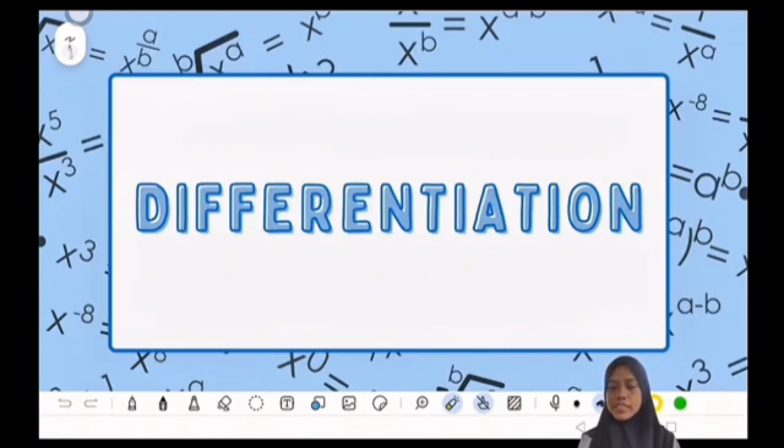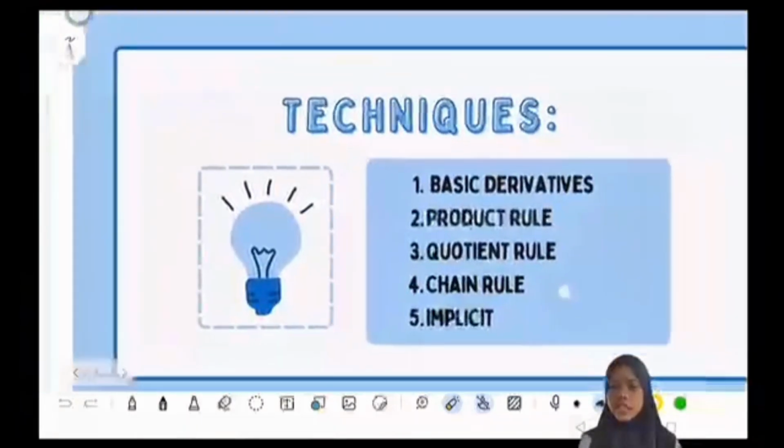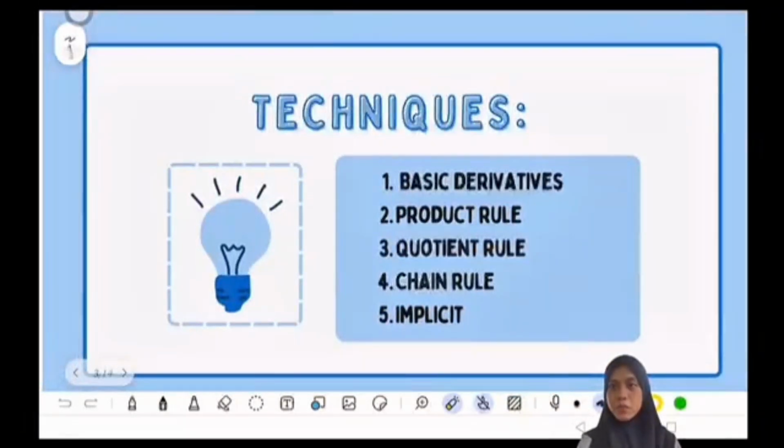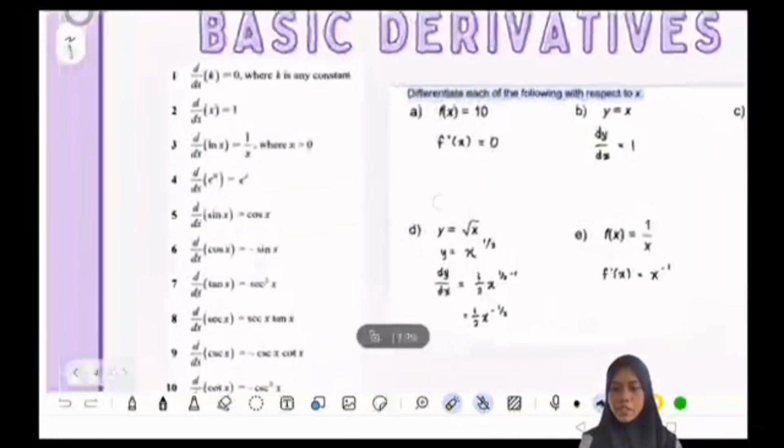So let's take a look at what differentiation is. Basically, it is a method of finding the derivative of a function, which represents its instantaneous rate of change. We have 5 techniques we could use on different questions to differentiate. First we have basic, and second product rule, quotient rule, chain rule, and implicit. So let me explain about basic derivatives.